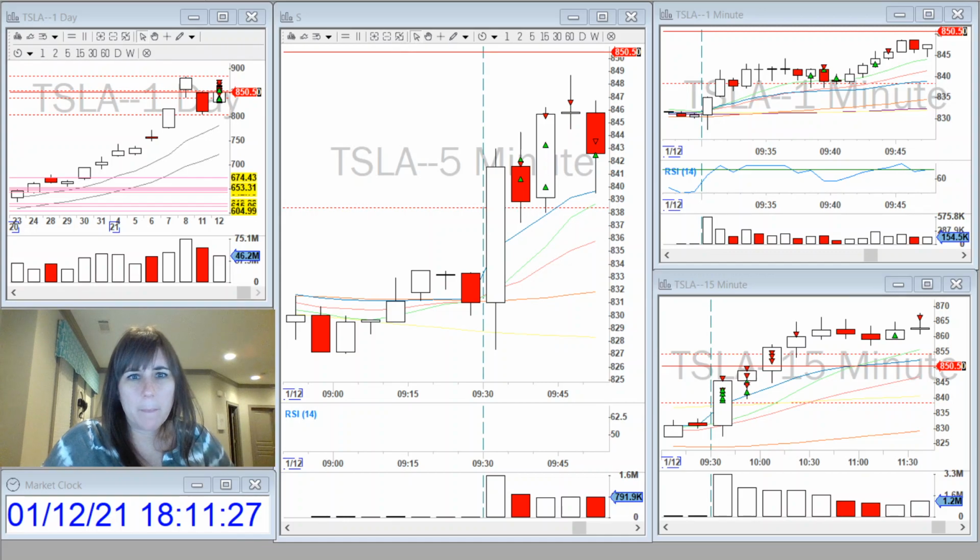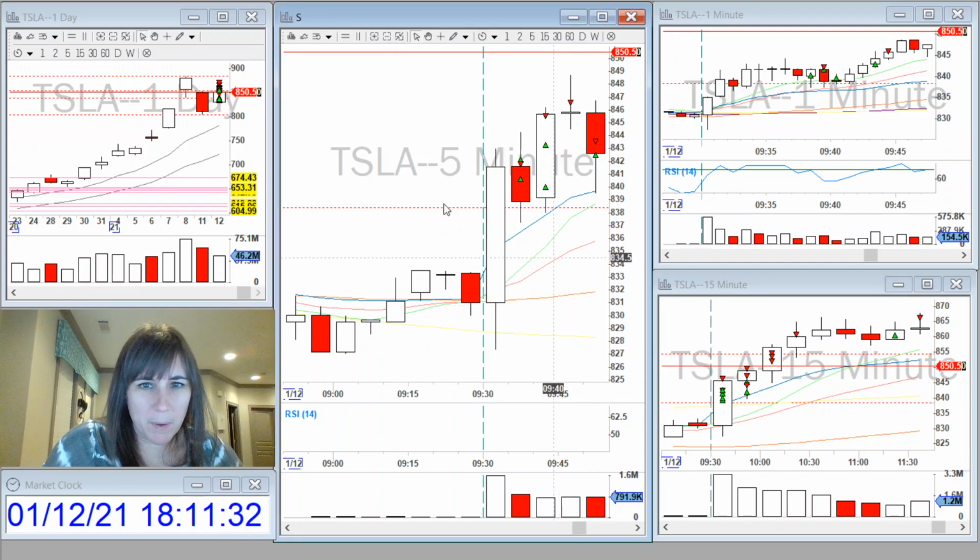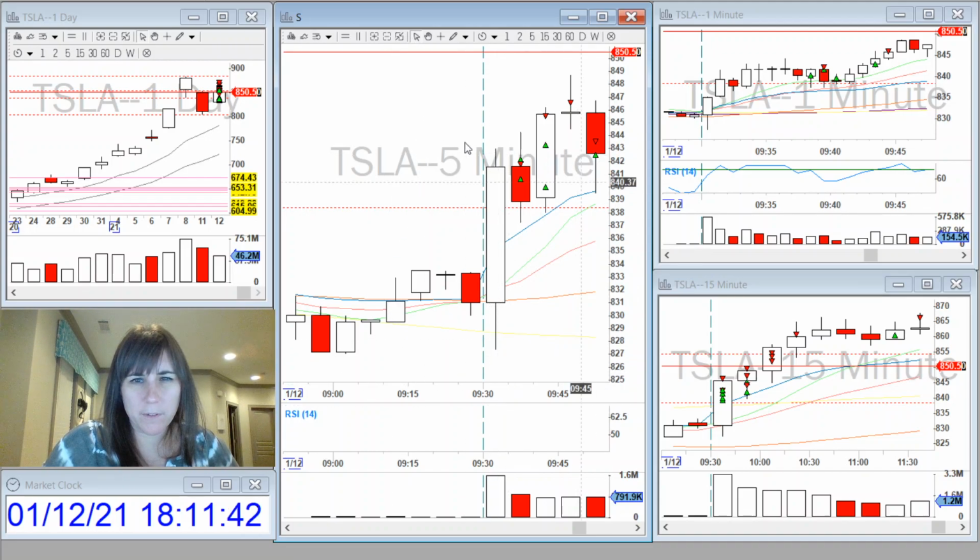I know my Tesla chart looks a little bit messy, but bear with me. I'll try to explain what I did. This first 5-minute candle was really strong. It opened below the VWAP and closed above. It came back and tested the VWAP and the previous day high. On the 1 minute, you can see that it was really respecting this previous day high and the VWAP.